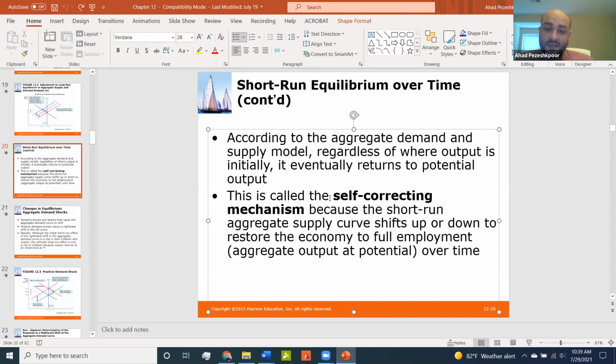This is called the self-correcting mechanism, because the short-run aggregate supply curve shifts up or down to restore the economy to full employment over time. By full employment, I don't mean unemployment equals 0. No, unemployment equals the natural rate of unemployment, the 5%. Aggregate output is at potential.